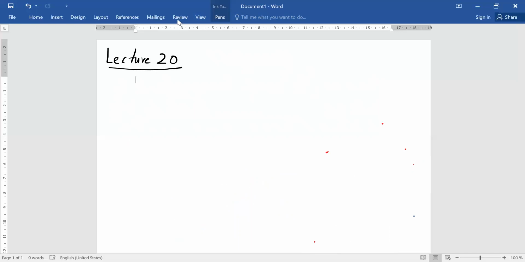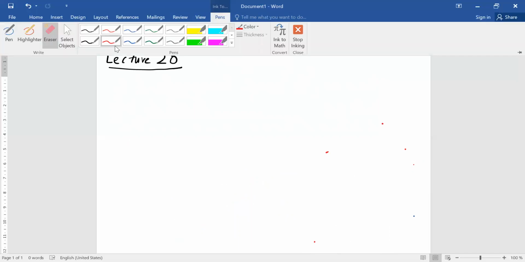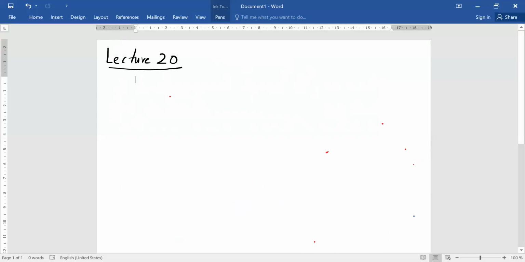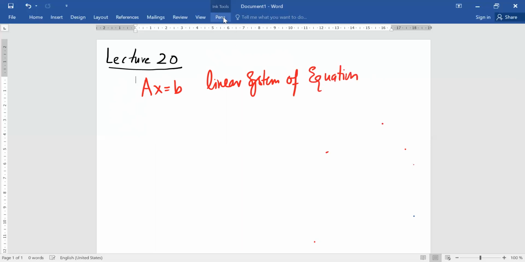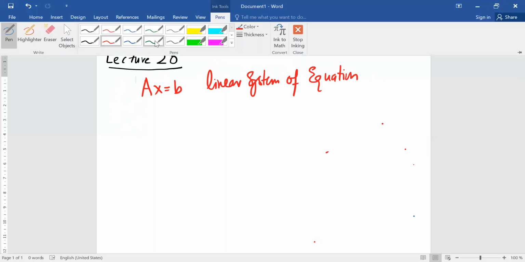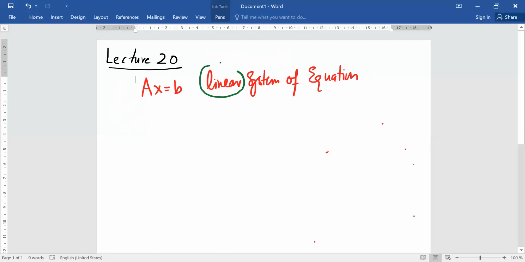Okay, so here is a matrix. Keep in mind we are talking about Ax equal to b, which is a linear system of equations. The important thing here is linearity. This is one important thing, and the other thing is that it is not one equation. It is a system of equations, so it's more than one equation.